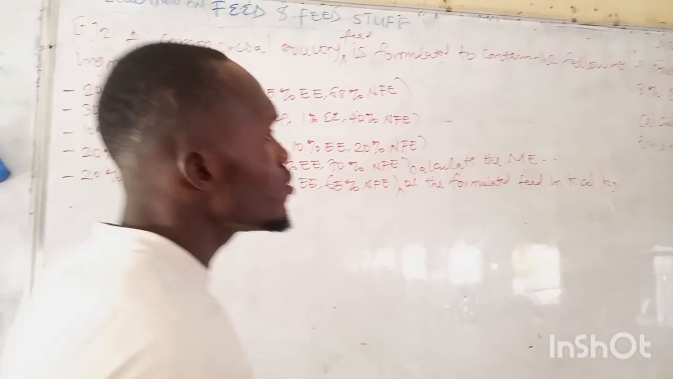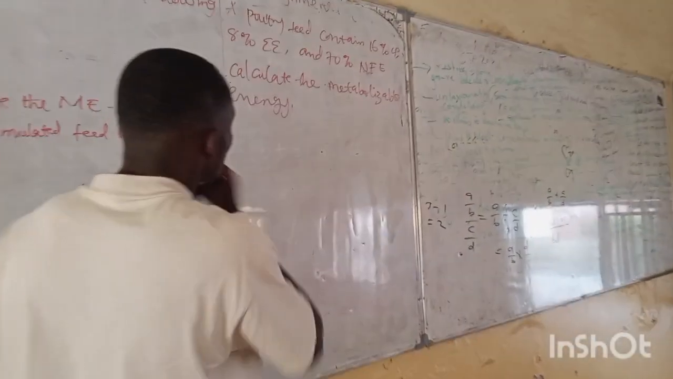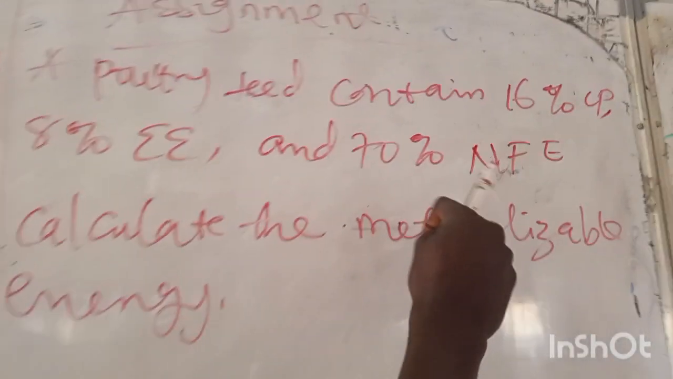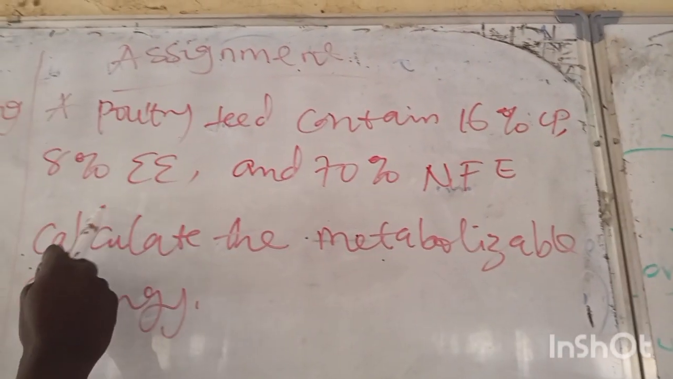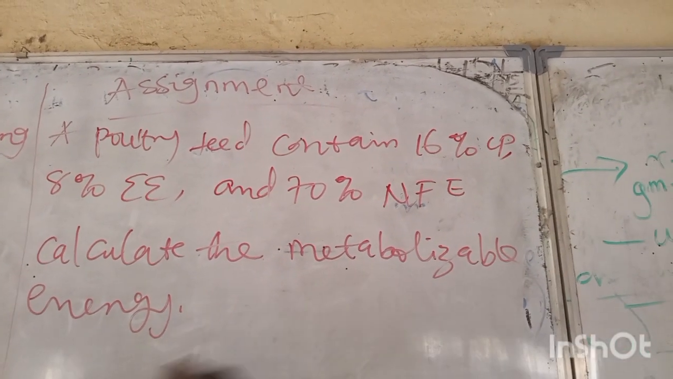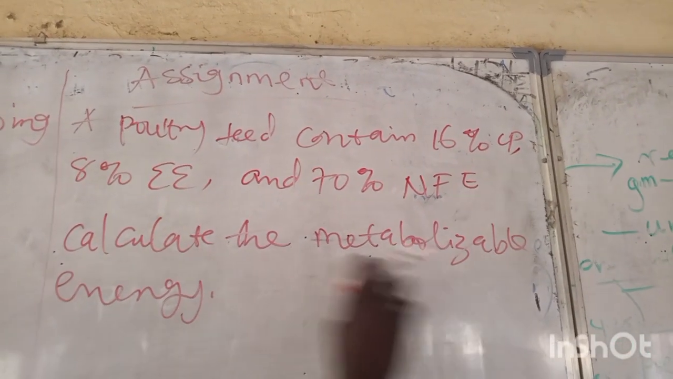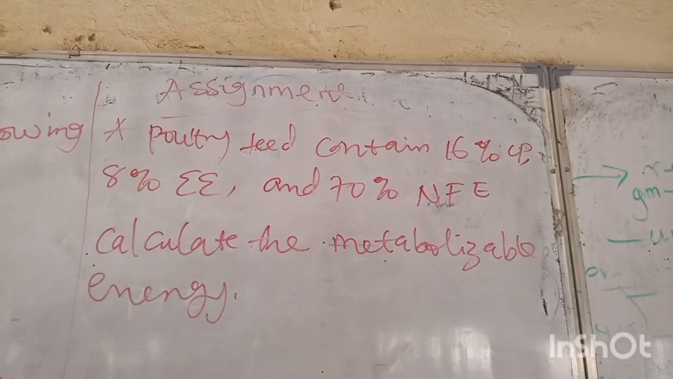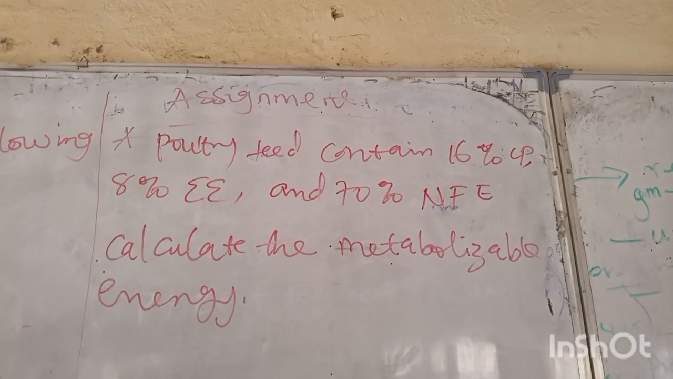Remember, the first question was very, very strict. For example, this is our assignment that I gave you just now. A poultry feed contains 60% CP, 8% of ether extract, and 70% of nitrogen-free extract. Calculate the metabolizable energy. So this one you can just substitute the values into the formula and you are good to go.